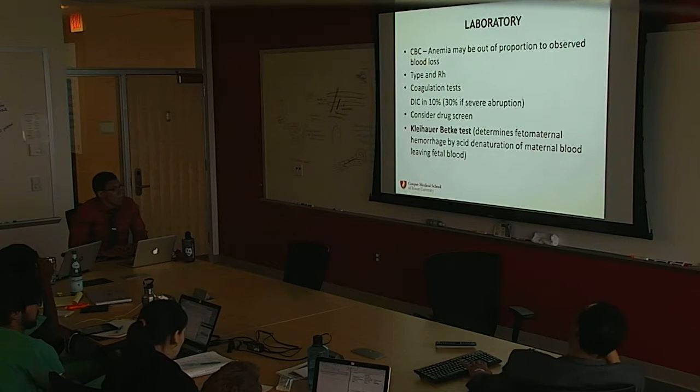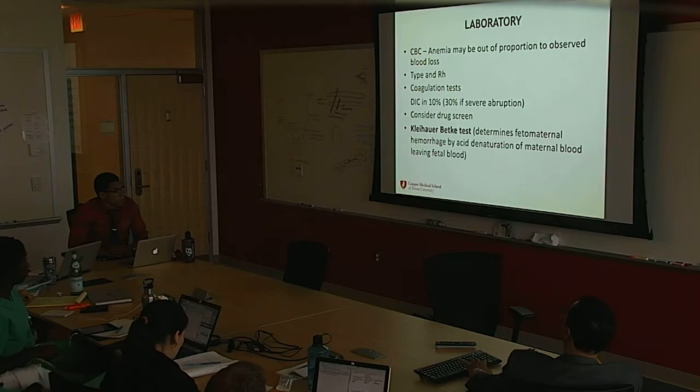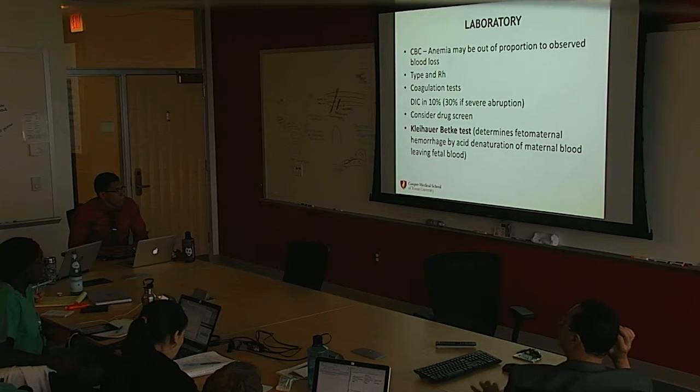Lab. Of course, we do CBC, type and Rh, coagulation tests. DIC can happen in 10%, especially in severe bleeding. Consider a drug screen because you want to make sure there's no cocaine or PCP, which will increase the blood pressure. And the Kleihauer-Betke test. That's an important test that you will know.